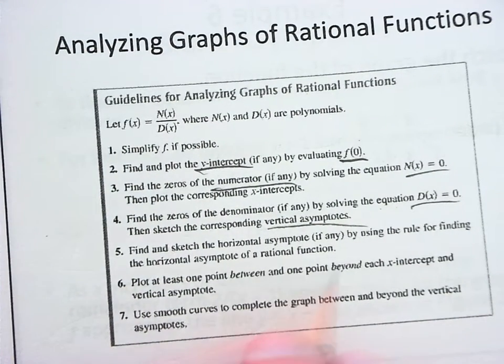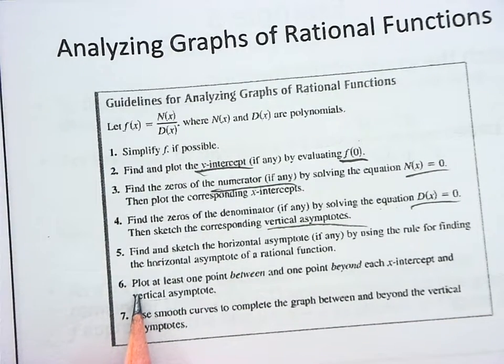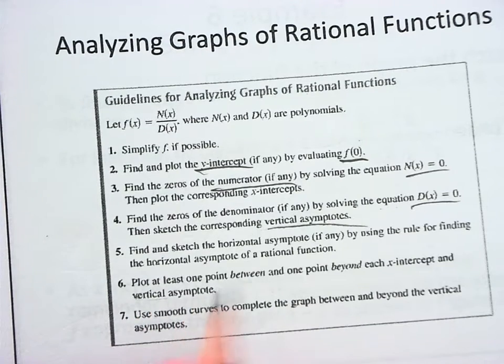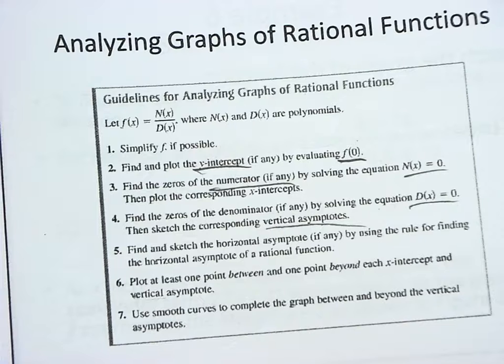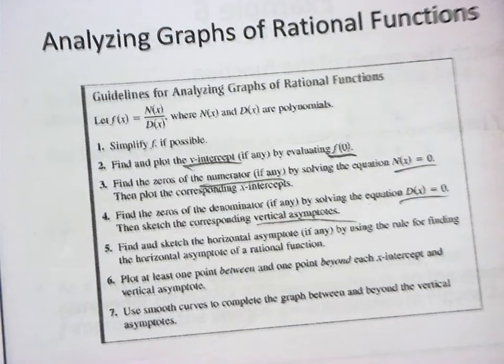From there, do a rough sketch, and here's the trick. You then need to figure out one point between and one point beyond each of the x-intercepts and the asymptotes. You don't just want to look left and right of the asymptotes. You also want to look left and right of the x-intercepts. There's a lot of stuff there, but it's actually not bad once you start doing it. So let's go through this real quick.